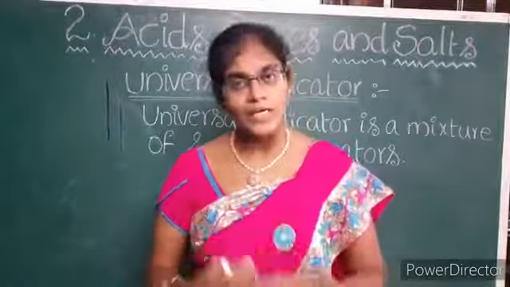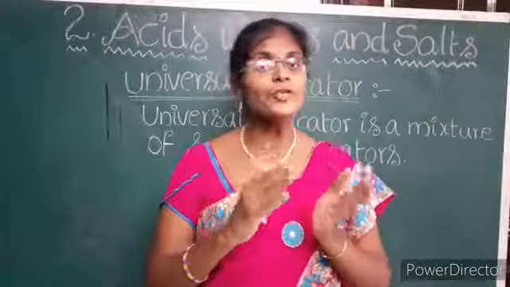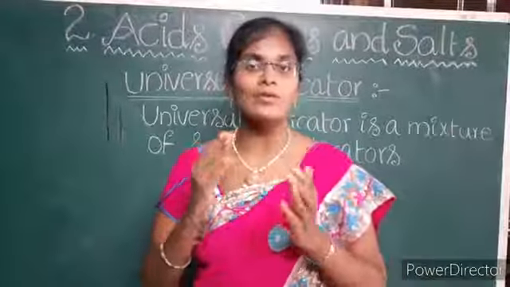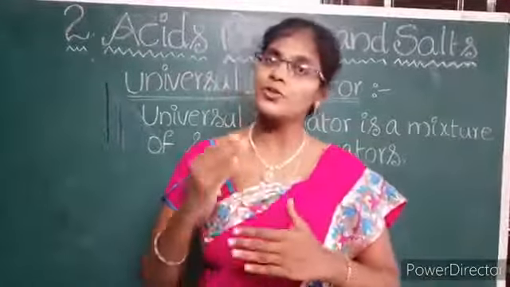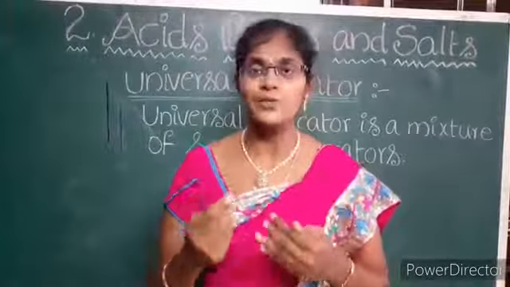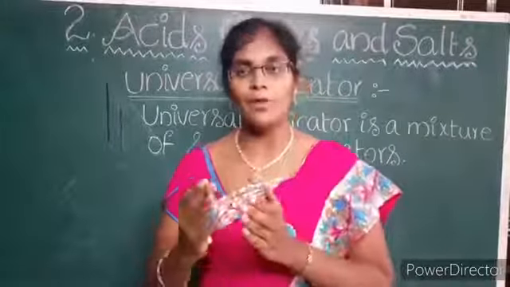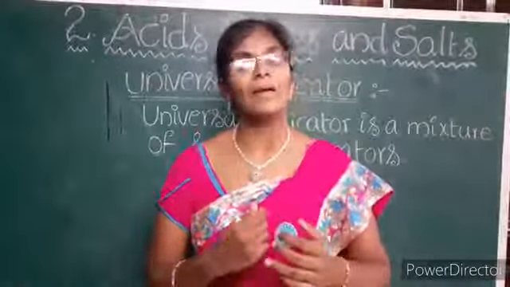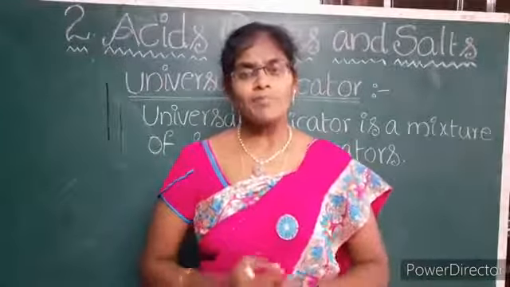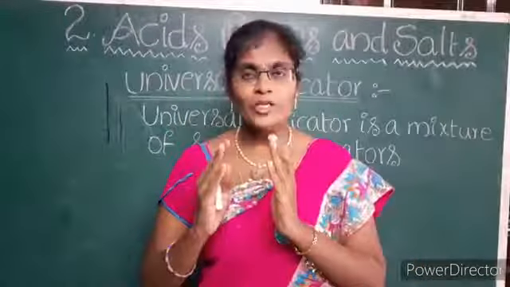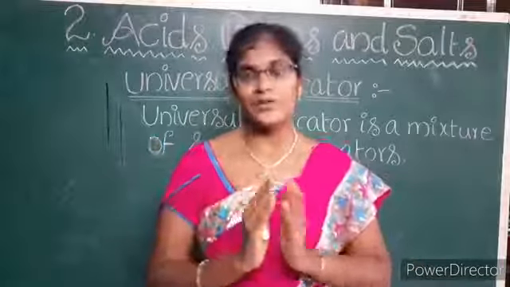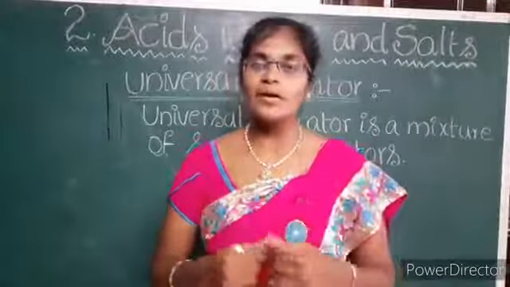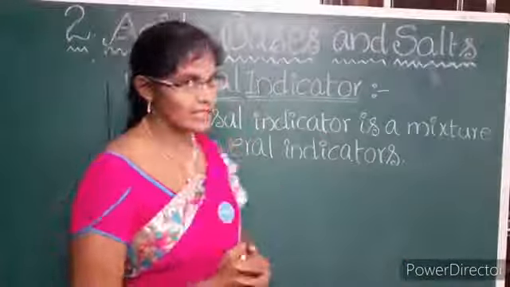Similarly, in the case of bases, the bases which produce more OH minus ions in an aqueous solution are called strong bases, and the bases which release fewer OH minus ions in an aqueous solution are called weak bases. Okay. So, this information we already discussed in our previous video. Okay children, let us move on to the next topic, that is universal indicators.